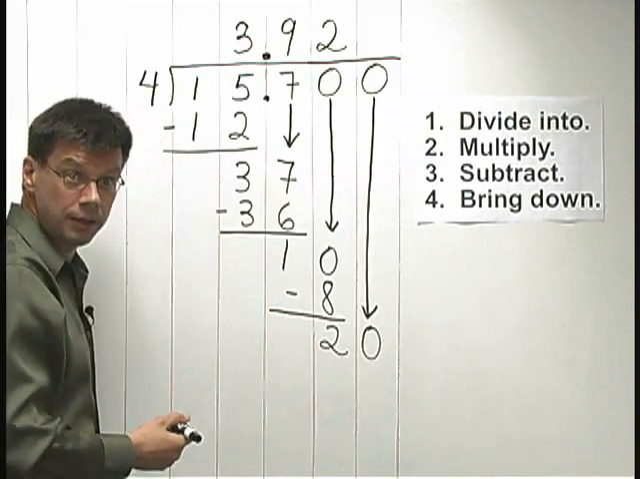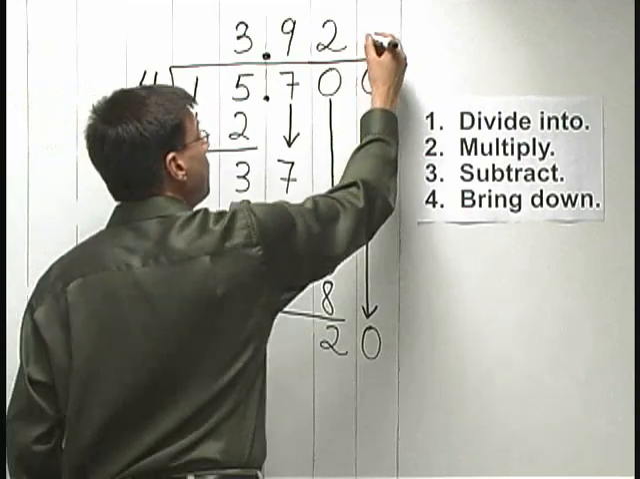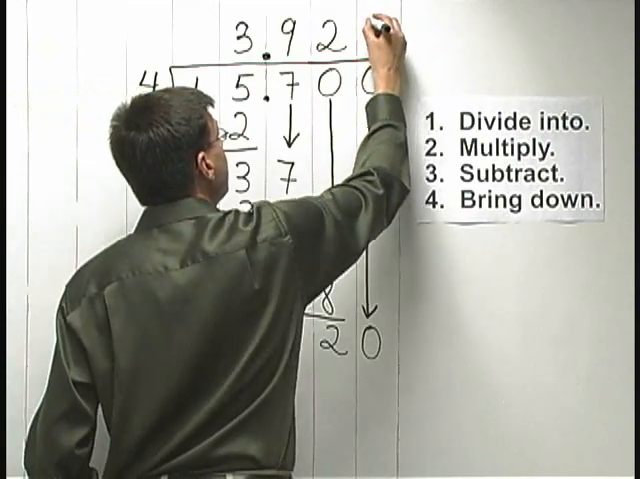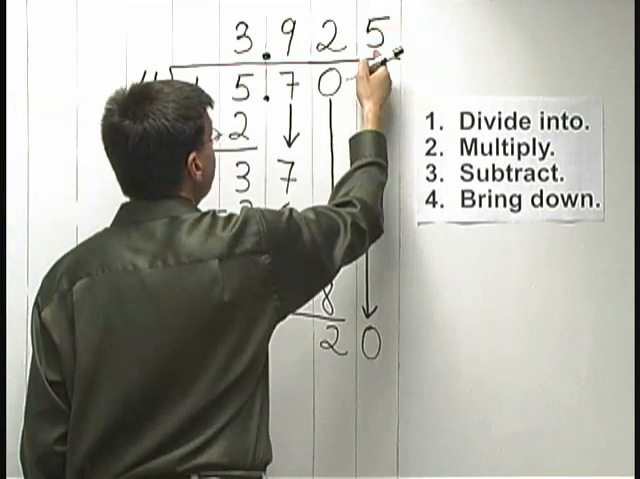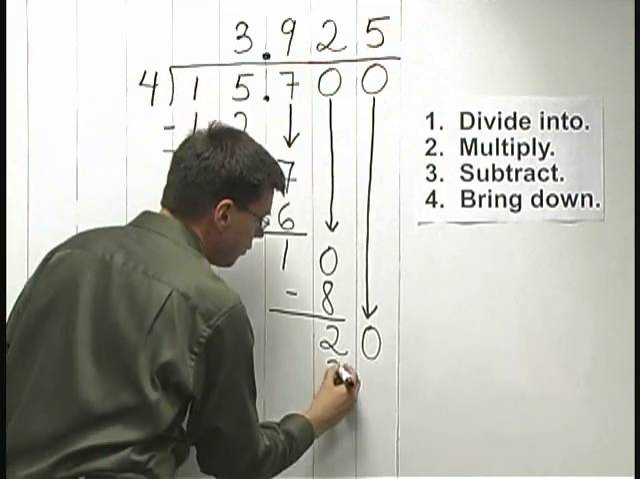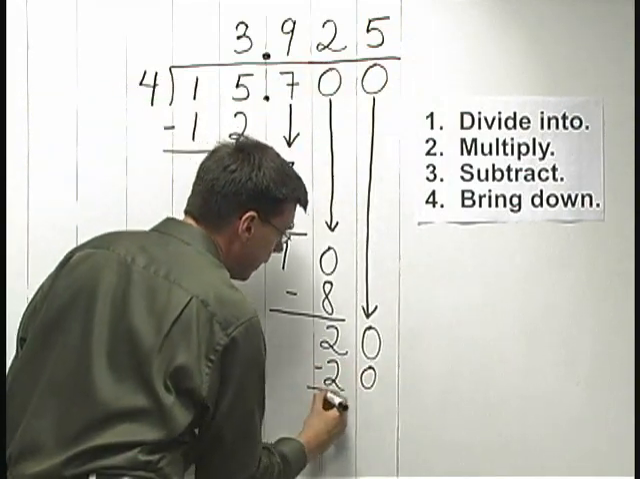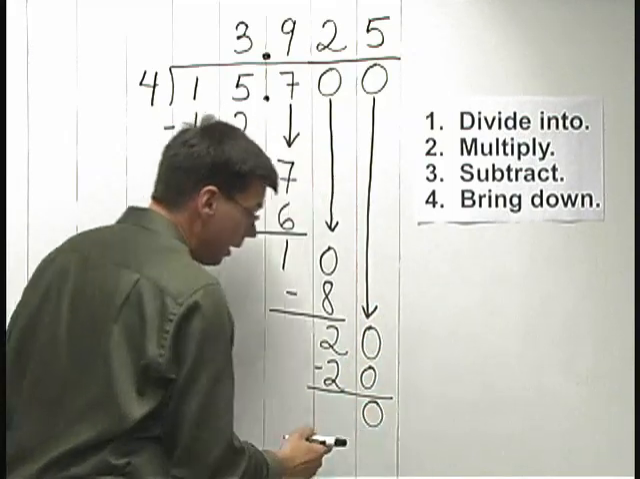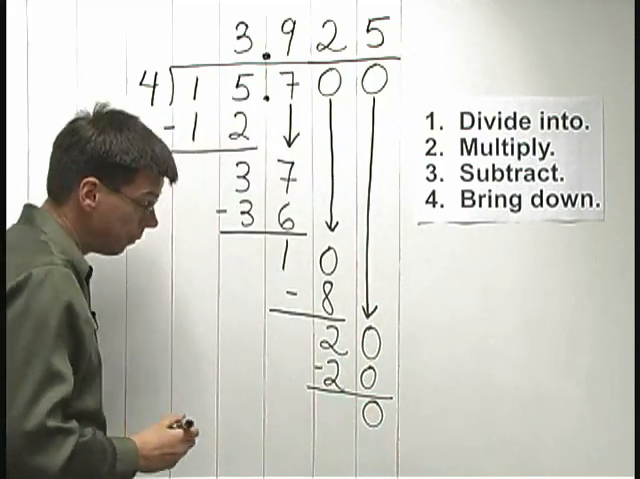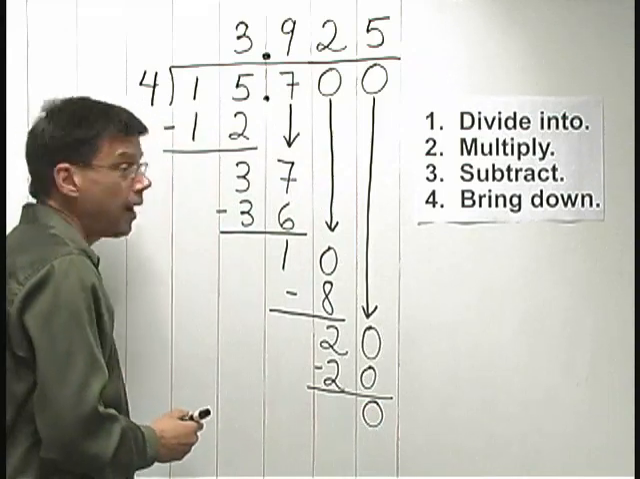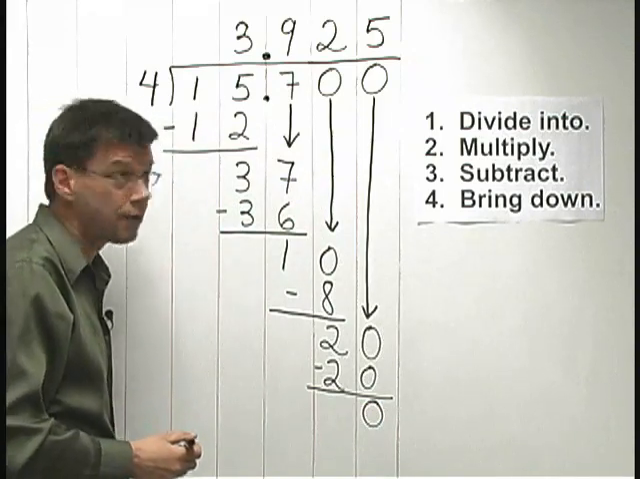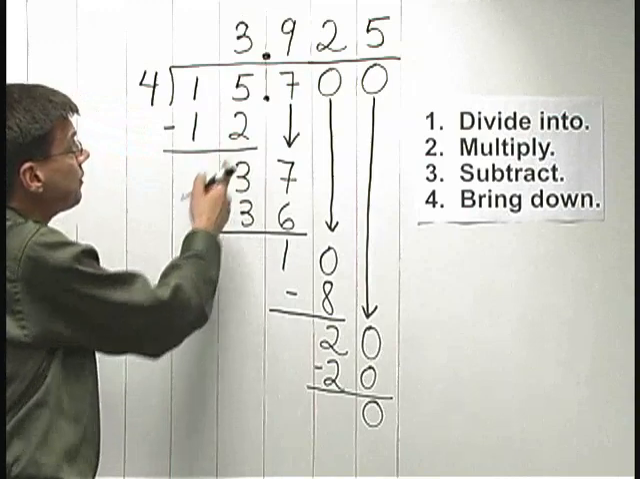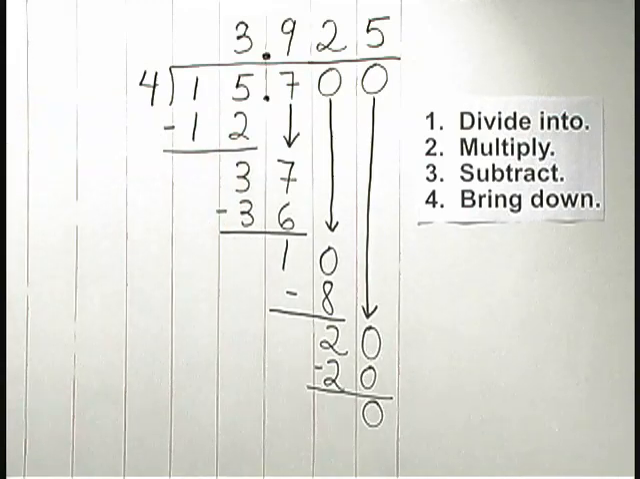4 goes into 20 5 times. I write a 5 above the 0 that I just brought down. 5 times 4 is 20. And then I subtract. 20 minus 20 is 0. I finally got a 0 when I subtracted, so I can stop the process now. And here we have our answer, 3.925.